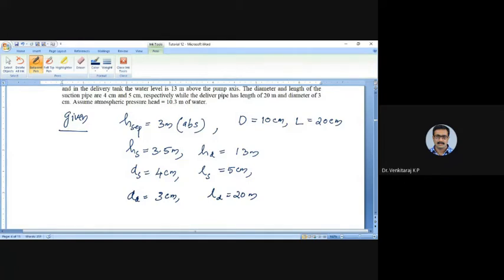So let us make a small correction. You take this length as 5 meter. So in this question it is 5 not 5 centimeter, it is 5 meter.